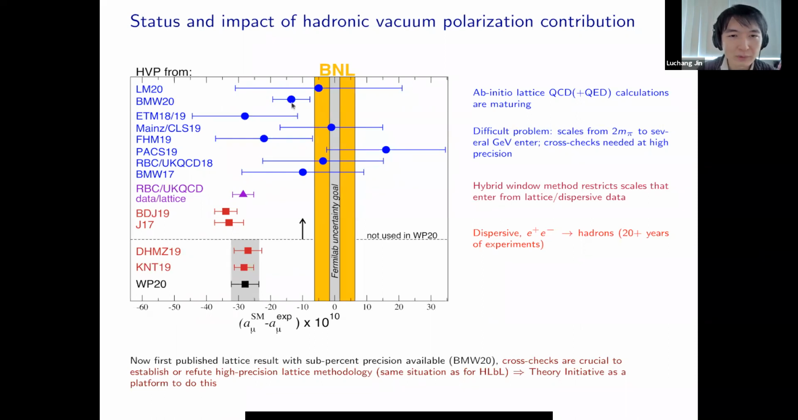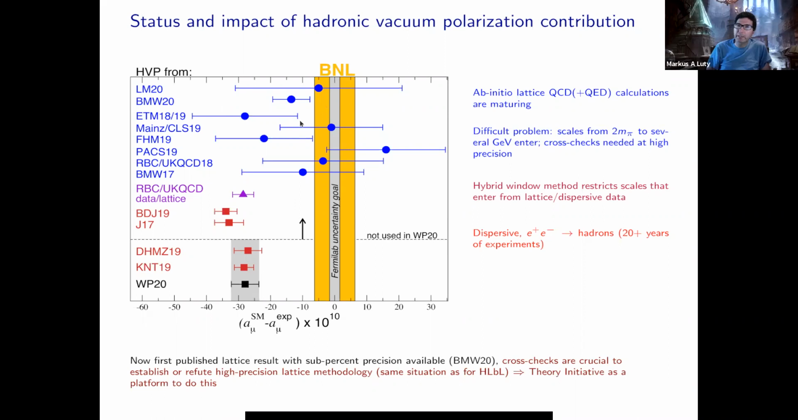But one noticeable value is from BMW. It has relatively small error bars comparable to the R ratio, but it's considerably higher than the R ratio and closer to the full G-2 measurement. So this is really raising some questions on whether the BNL experiment really found new physics or just found a mistake in the R ratio calculation.